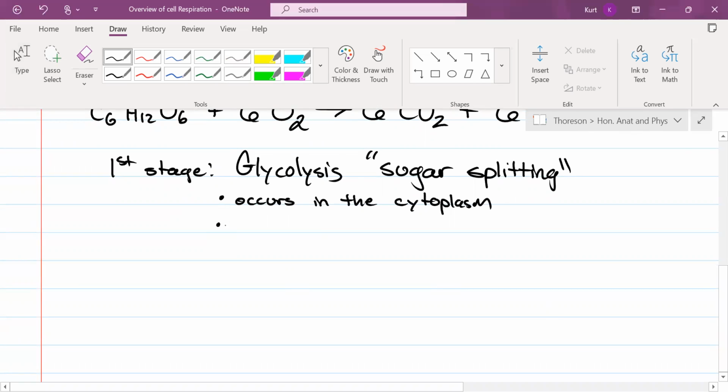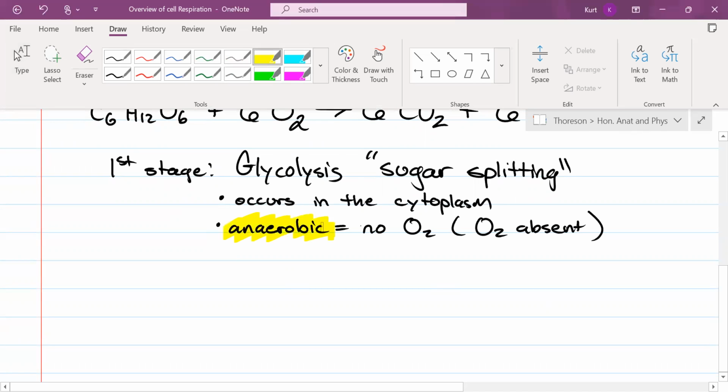Now, another characteristic of glycolysis, it is anaerobic. Anaerobic means no oxygen. It's oxygen absent. There is no oxygen in the cytoplasm. So glycolysis is anaerobic. Very important term for this class to know. That's specifically stated on your curriculum. Students will know the difference between aerobic and anaerobic respiration. Glycolysis is anaerobic.